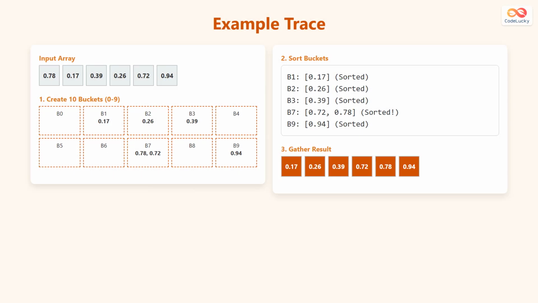Let us trace this with an example. Suppose we have these decimal numbers. We create 10 buckets for ranges 0 to 9. We place 0.17 into bucket 1, 0.26 into bucket 2, and so on. Notice how 0.78 and 0.72 both land in bucket 7. After sorting bucket 7 internally, we simply read through the buckets to get our final sorted array, 0.17, 0.26, 0.39, and so forth.